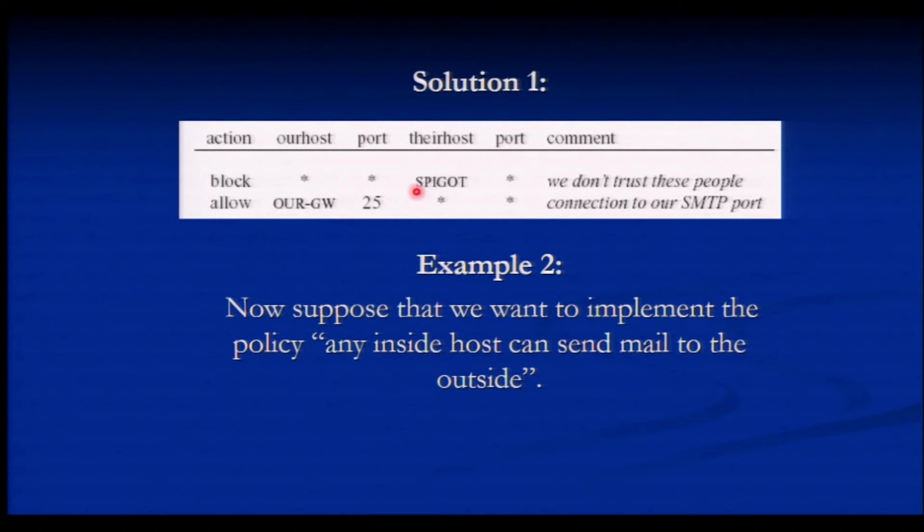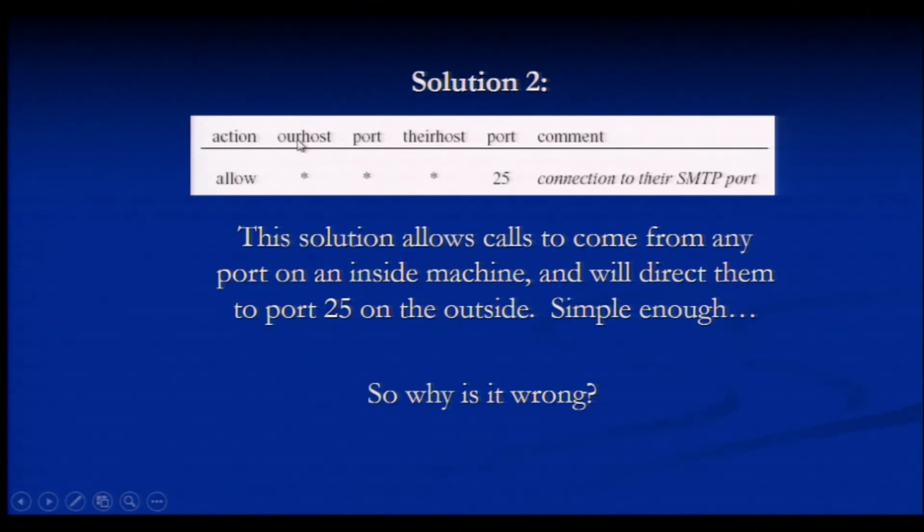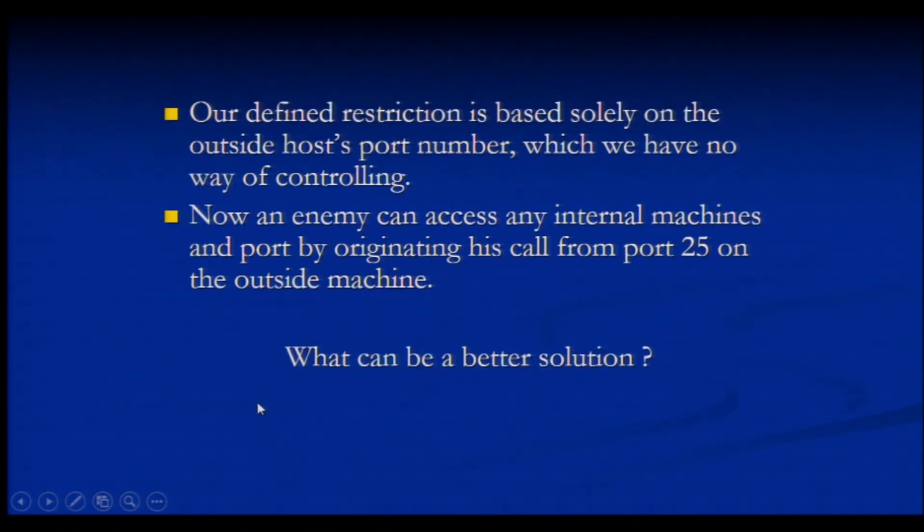So, having said that, we need to go back and see the action, our host, port, their host, port, comment. What is the action? It is allow. Why is it wrong? Our defined restriction is based solely on the outside host port number, which we have no way of controlling. If the other side changes the port number, which is configurable... Today, all networking components are software controlled, and we want the resources to be utilized very efficiently.